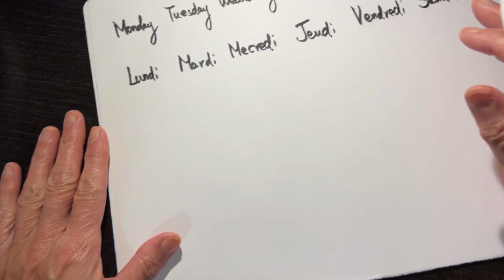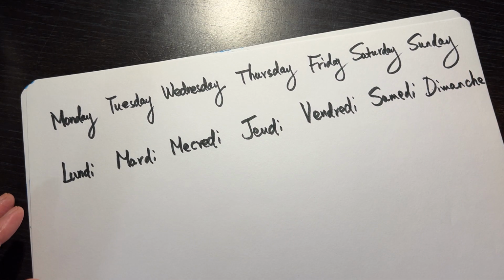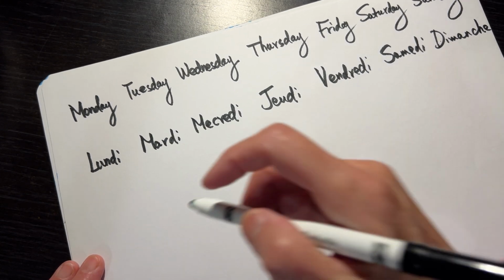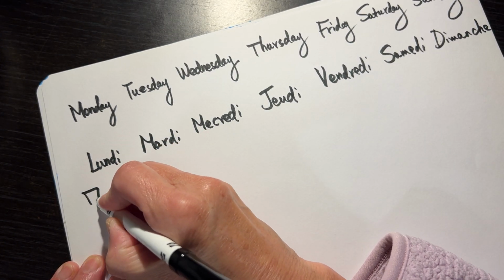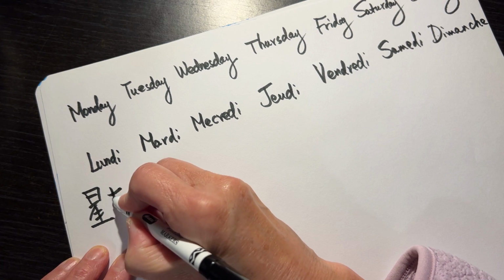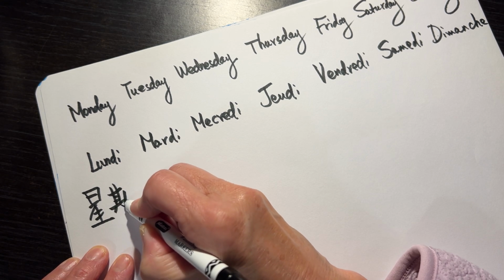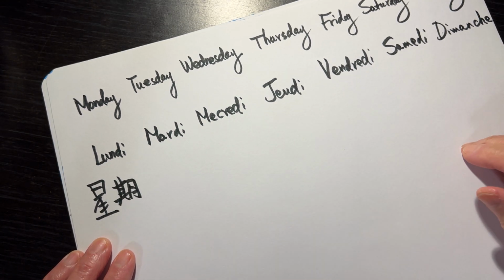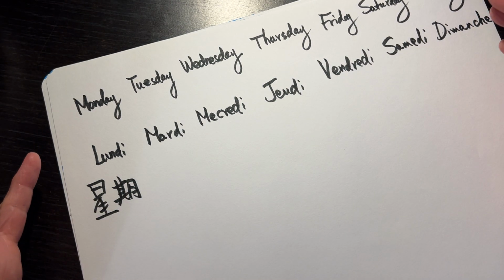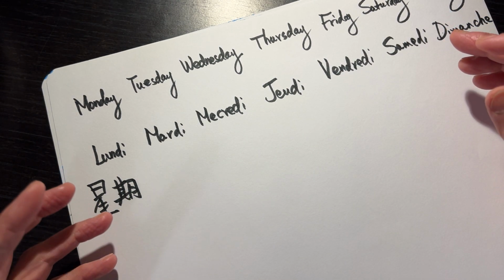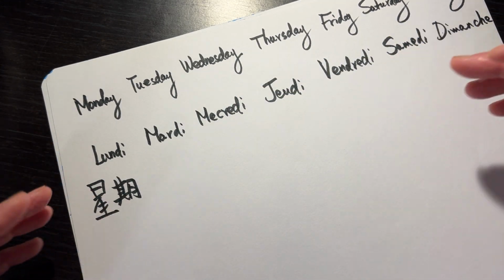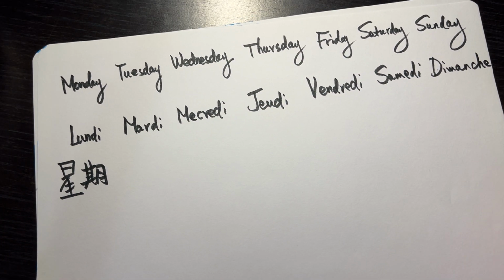And in Chinese, oh, sorry, it's out of the range. And in Chinese, it's so much easier. 星 is star. 期 is period. The period of star. The period of star is 7 days. Maybe it's starting from a certain star's rotating time.